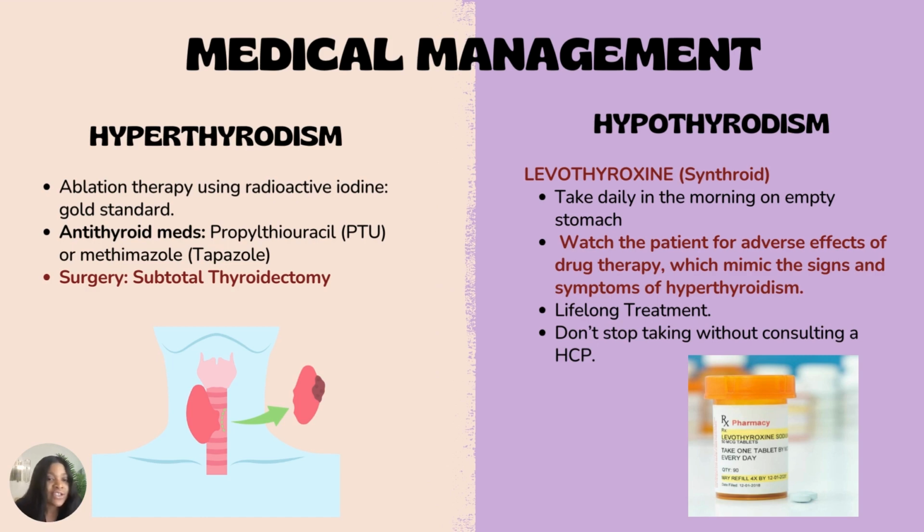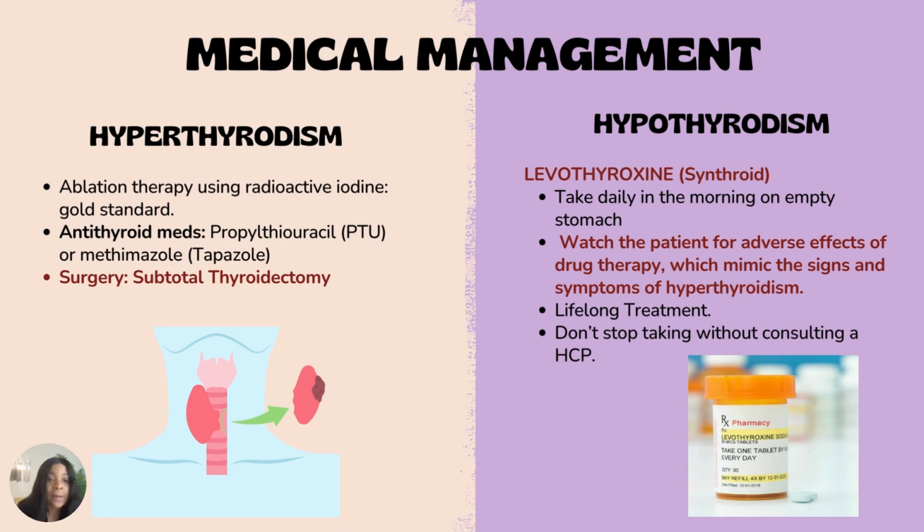So these two medications are anti-thyroid, so they will inhibit the production of your thyroid hormone. However, a patient might have a situation whereby these two treatments are not working, not effective, and they're still producing so much thyroid hormone. Then we're going to get to our last resort, which is surgery.